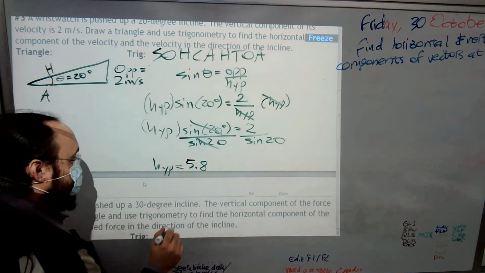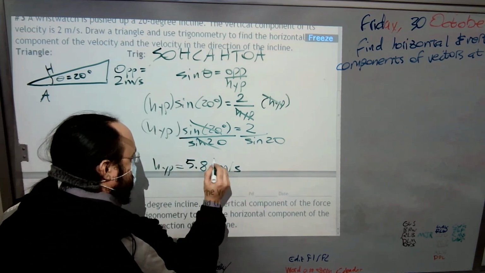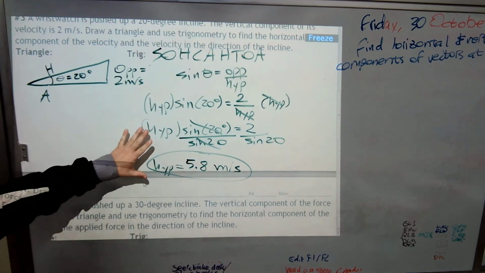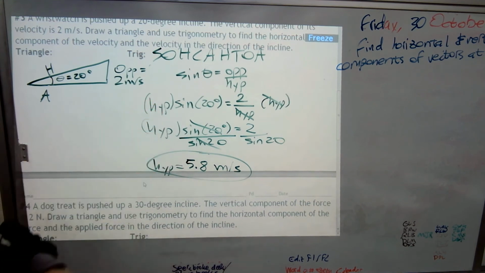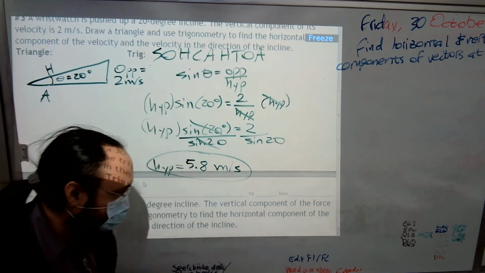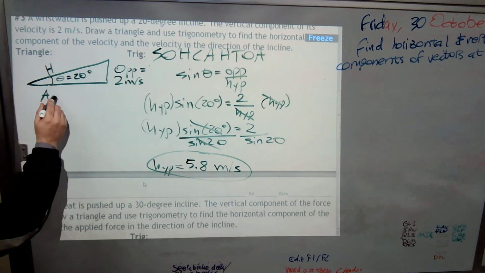Good, 5.8, yeah. And what is that? Meters per second. Okay. So if you're still working on the lab, this part is what will help you with the lab. I will use a different color. My purple marker is dying, so I don't want to use it right now. So now I'm going to find the adjacent side.